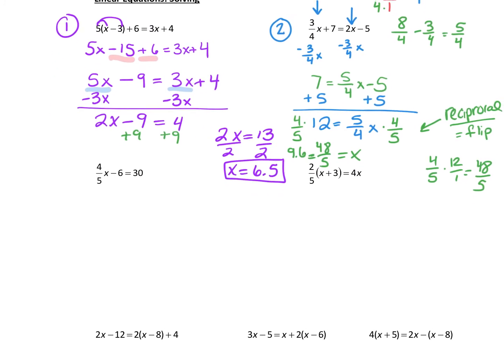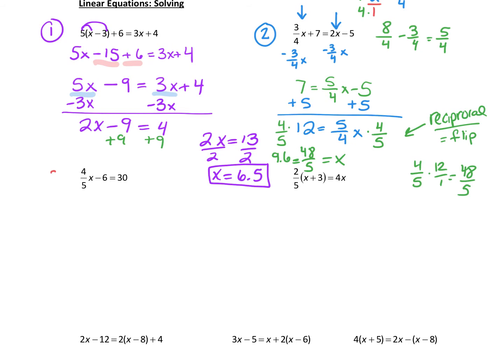Our next problem is similar to problem number 2, in which we're going to have a fraction. So just like in number 2, in this middle step here, I'm going to move the negative 6 to get the x alone by adding 6. So I'll end up with 4/5 x equals 36. Then I'm going to multiply both sides by the reciprocal, so that 4/5 is going to become multiplying by 5/4 on both sides.